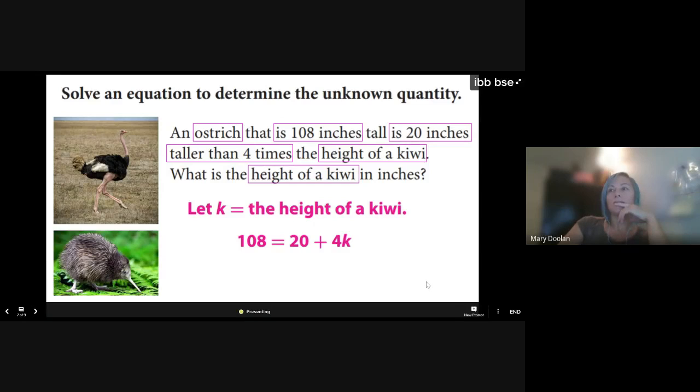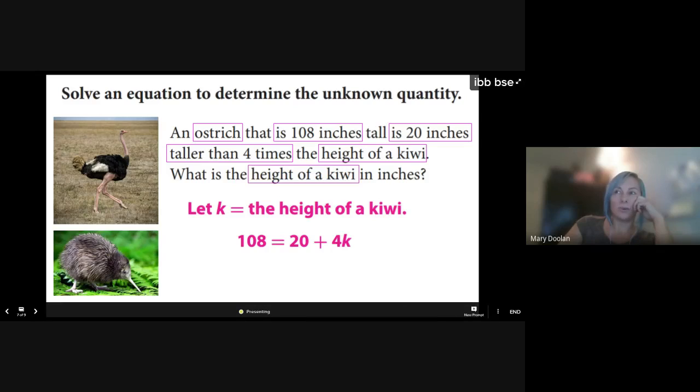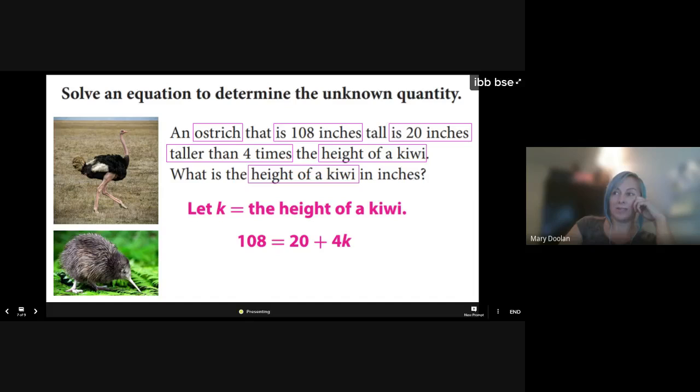All right, so we're going to solve an equation to determine the unknown quantity. So we have a word problem about an ostrich and a kiwi. Kiwi, not the fruit, but the little bird that you see there with the long beak. An ostrich that is 108 inches tall is 20 inches taller than 4 times the height of a kiwi. What is the height of a kiwi in inches? So from this, we're going to create an equation, and then we're going to solve for it. So K is going to be the height of the little kiwi bird.